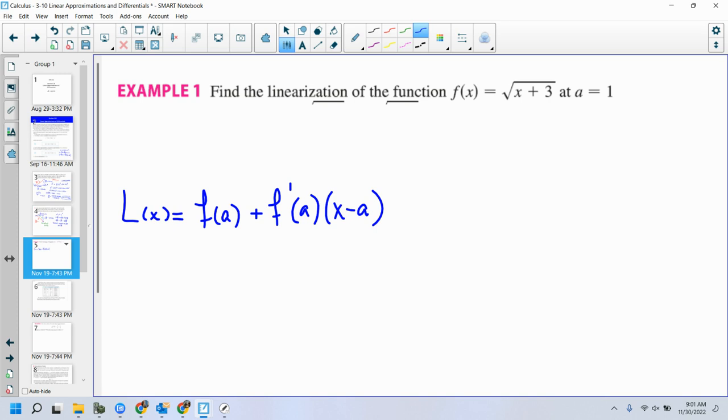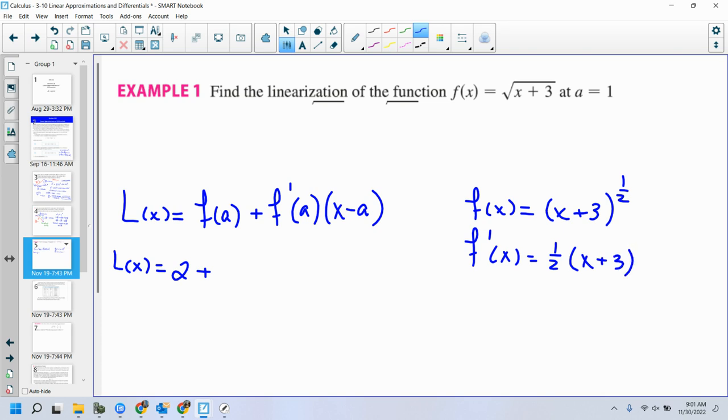Okay, so that means I'm going to have L of x is equal to, well, what is f of a? Plug in 1. A is 1, right? Plug in 1 to the original equation. 1 comma 2. 1 plus 3 is 4, square root is 2. So this is 2 plus f prime of a. Now, I have to calculate f prime, right? So f of x is going to be, now I'm going to put it as this, like x plus 3 to the 1/2 power, right? Find the derivative. So f prime of x is 1/2 times x plus 3 to the negative 1/2.